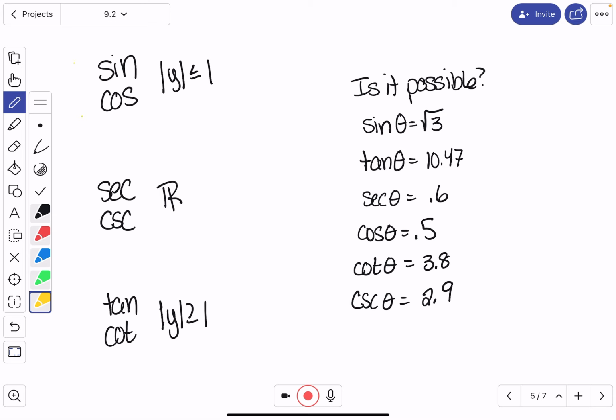Sine and cosine are always less than 1. You could get a positive, you could get a negative. So if you take your absolute value, they're less than 1. So if we look at this one, the square root of 3 is greater than 1. So this is not possible. If we look at our cosine, 0.5 is less than 1. So it is possible to get a cosine value of 0.5.